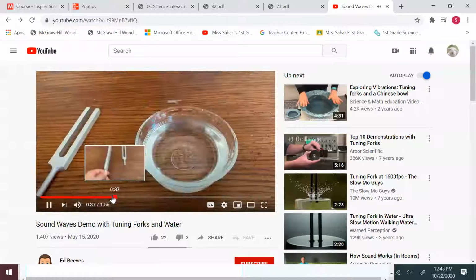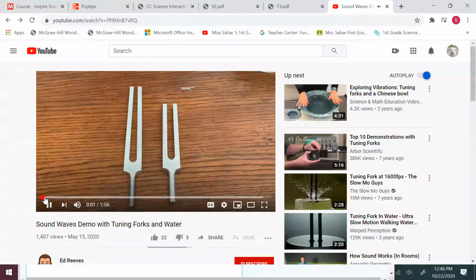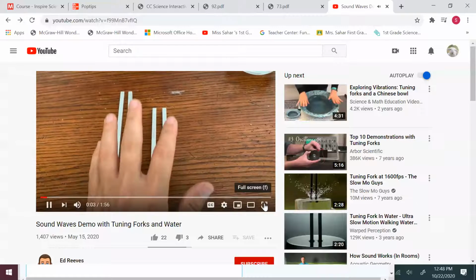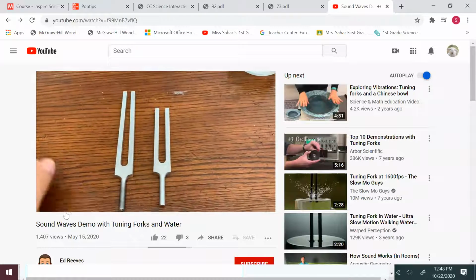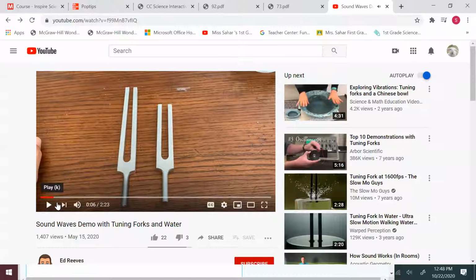All right, so I'm gonna try the bigger one. Pay attention to the sound and what you see. Also, was the sound harder or softer, or louder? Also, the ripples or those water waves, were they bigger or smaller? Because we need this observation to answer our questions.